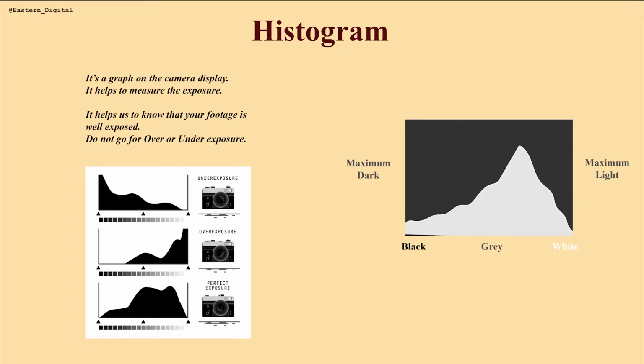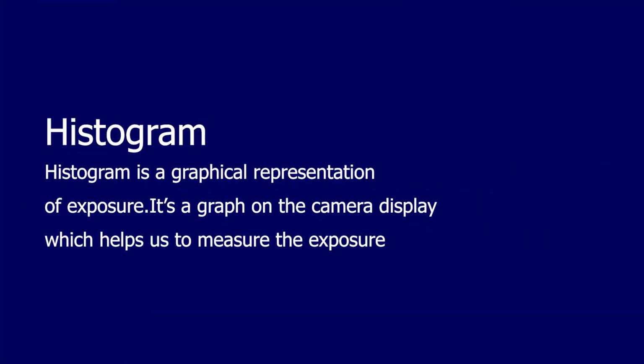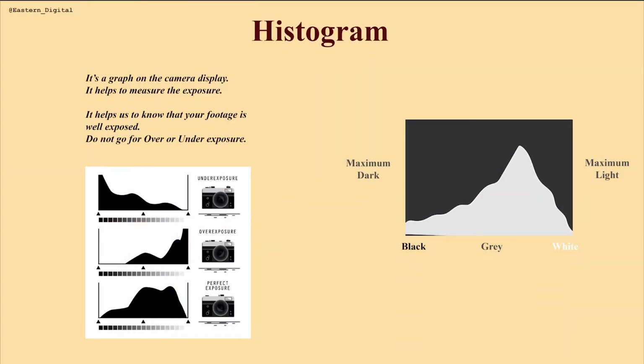Hi everyone, in this video we are going to learn how to measure exposure inside your camera using the histogram. Histogram is a graphical representation of the exposure. It's a graph on the camera display which helps us to measure the exposure. It shows if your footage is well exposed or not. An over or underexposed footage really doesn't look good.